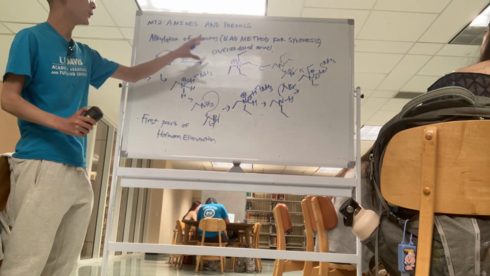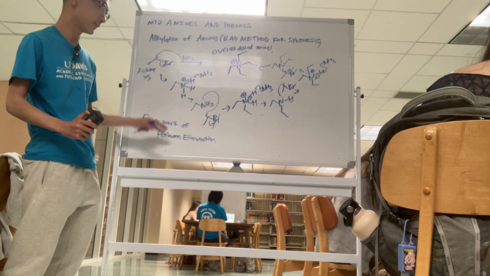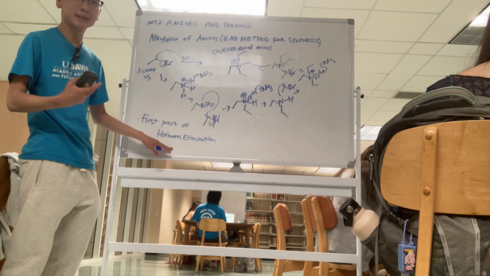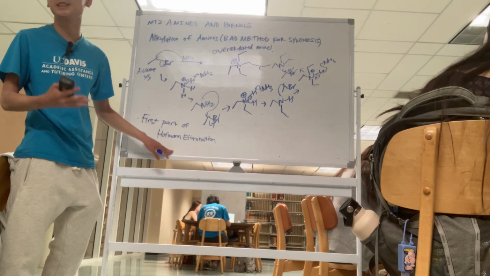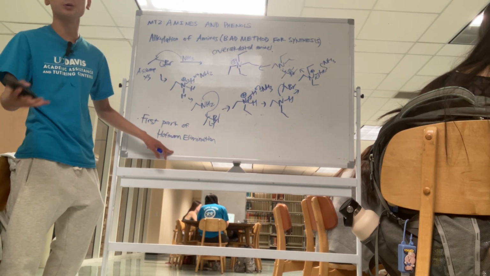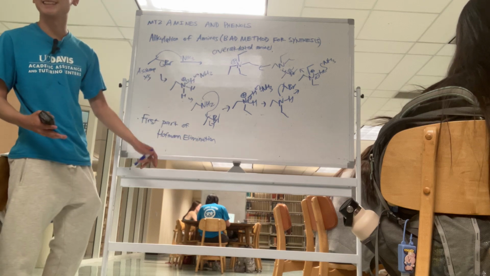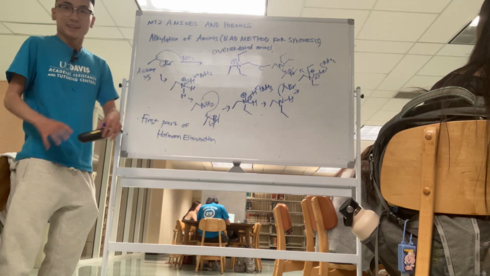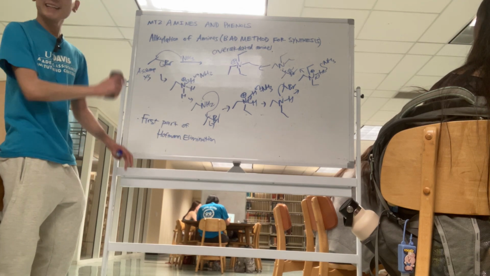Yeah, this whole over-alkylation thing is the first part of Hoffman elimination. And then the second part is when we bring in the silver oxide, the Ag2O. But we'll go over that reaction as we move on the study list.